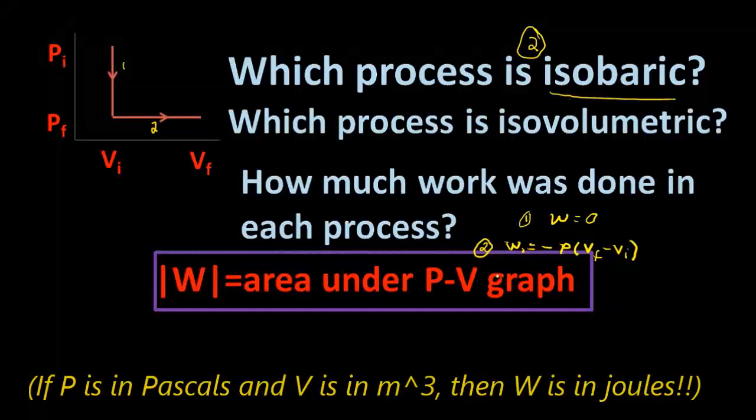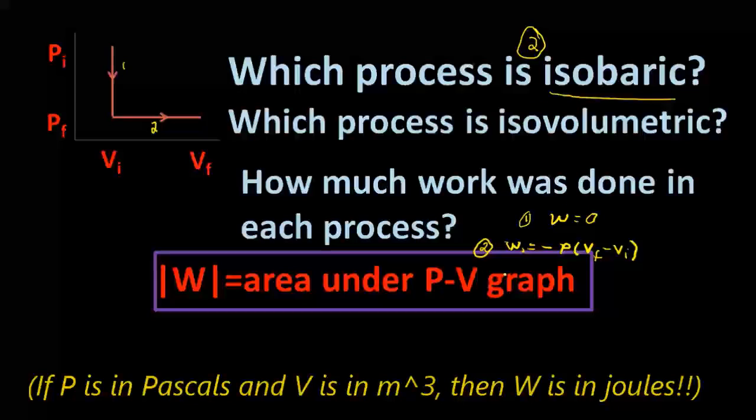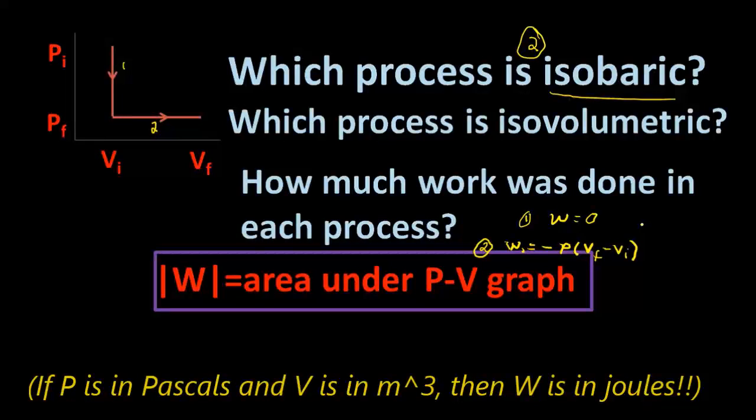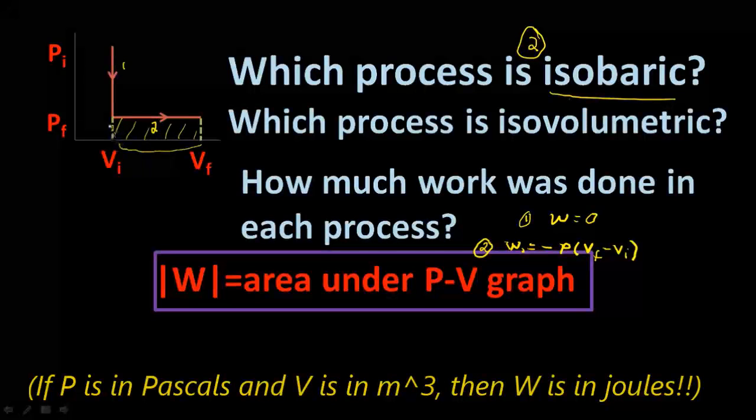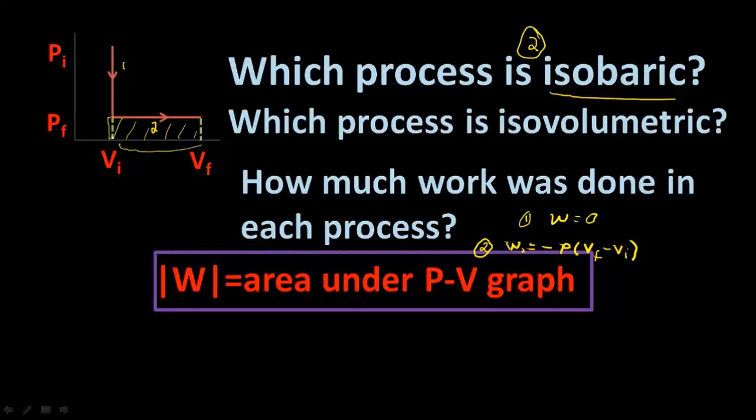The absolute value of the work, whether it's positive or negative, is always just the area under the PV graph. That is, if we found this area right in here, wouldn't that be the change in volume times the pressure? So that area under the PV graph gives you the amount of work that's done. Okay?